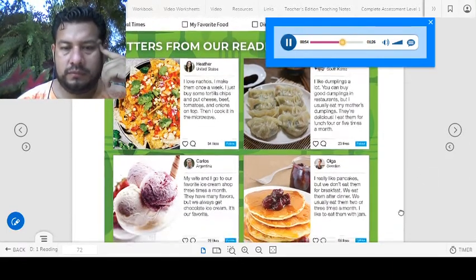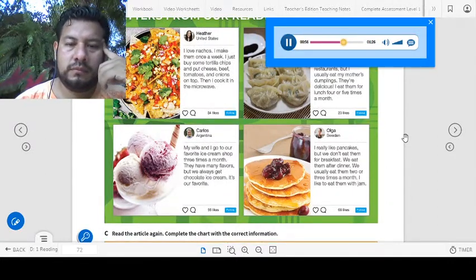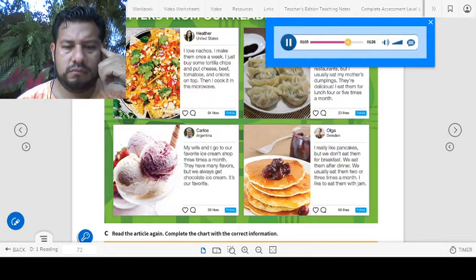My wife and I go to our favorite ice cream shop 3 times a month. They have many flavors, but we always get chocolate ice cream. It's our favorite. Carlos, Argentina.